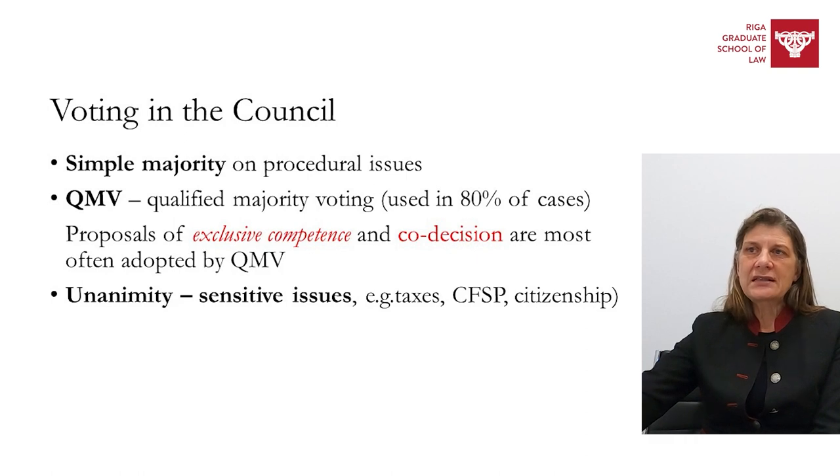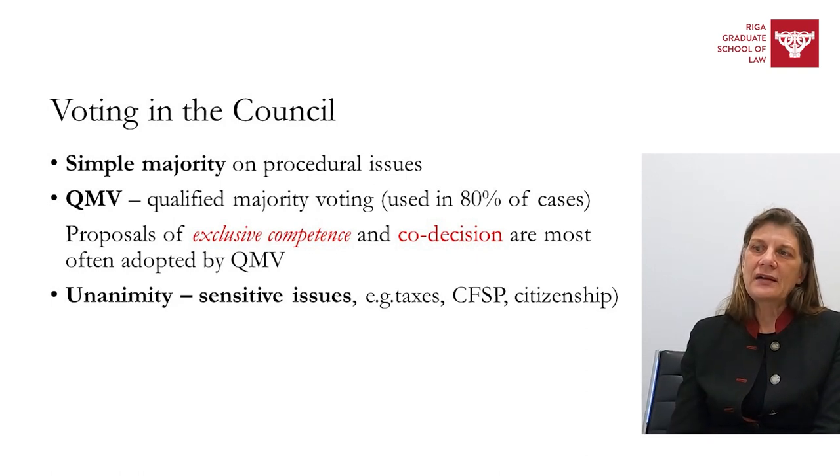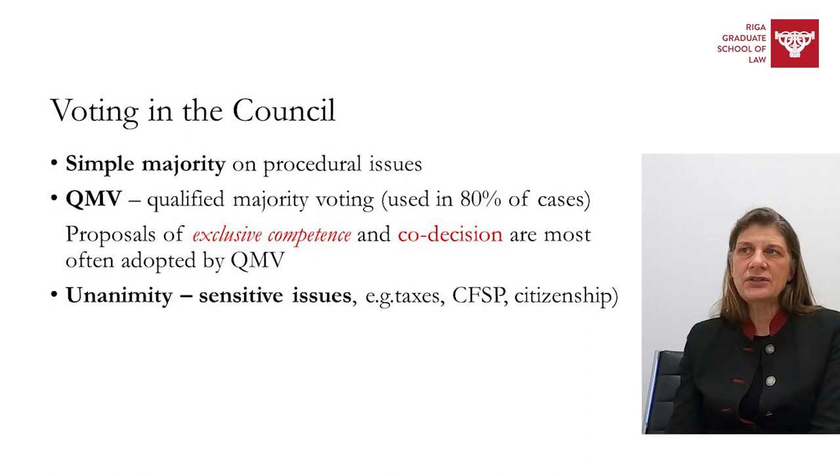So what does it mean for a country to vote with qualified majority voting? This would mean that the voting of qualified majority is mainly applied when the proposal is passed by co-decision, by the ordinary legislative procedure, and in most cases when either the competence is exclusive or shared, so then also the qualified majority voting will be in place.